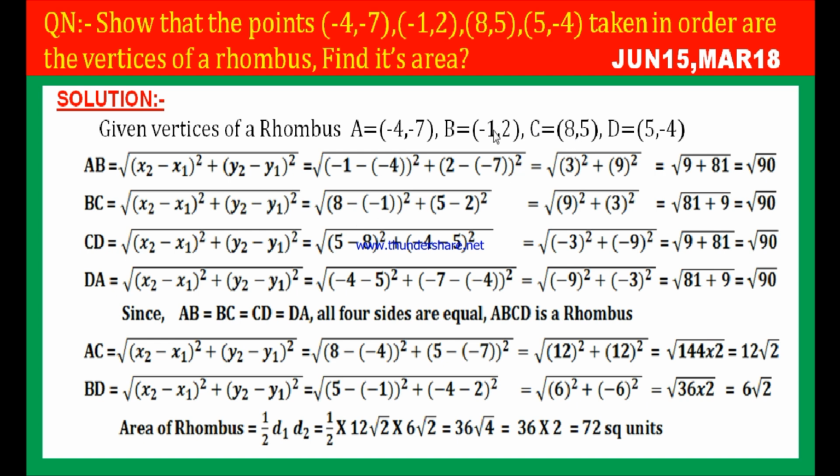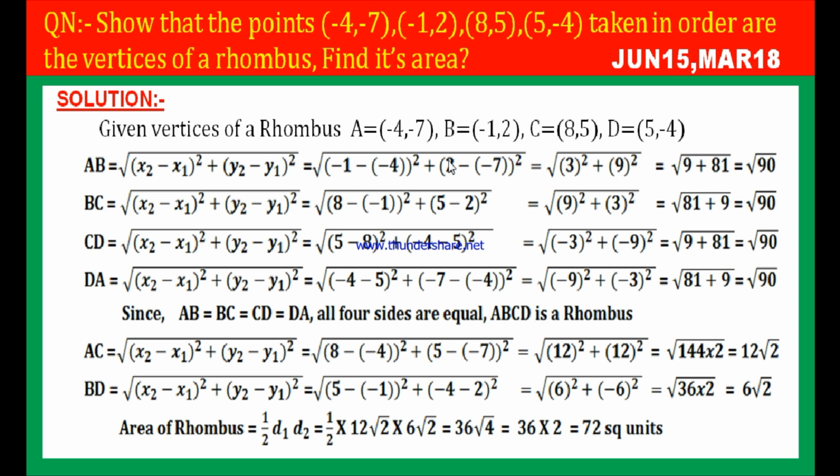Root over (x2 minus x1) whole square plus (y2 minus y1) whole square, that is (8 minus of minus 1) whole square plus (5 minus 2) whole square. This is equal to root over 8 minus of minus 1 is plus 1, 8 plus 1 is 9 square, plus 5 minus 2 is 3 square. 9 square is 81 and 3 square is 9. 81 plus 9 is root over 90.